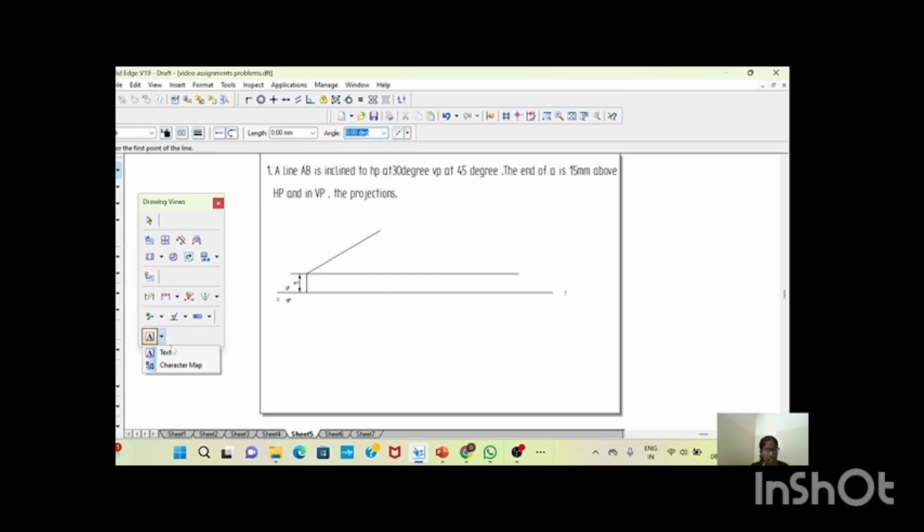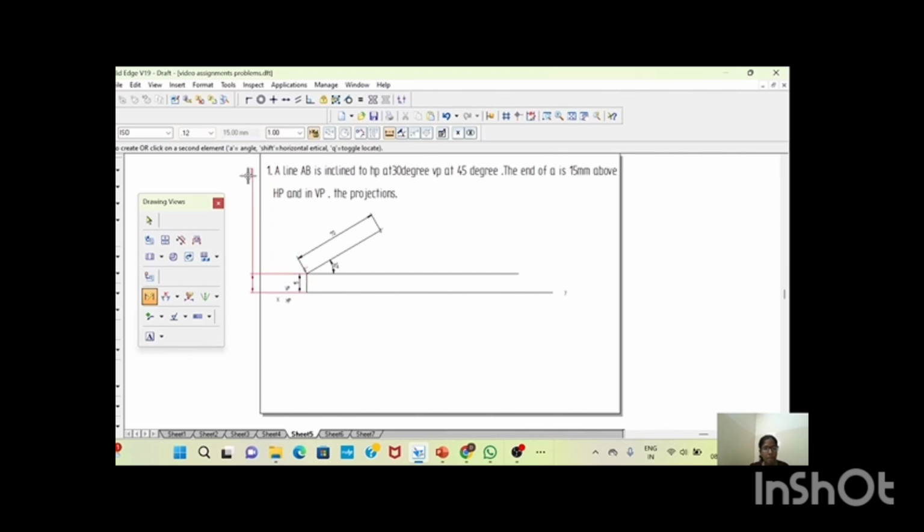And name it as A dash and B dash, and measure the angle, that is 30 degree, and measure the distance. We have to draw an angle below the XY line, that is on HP.